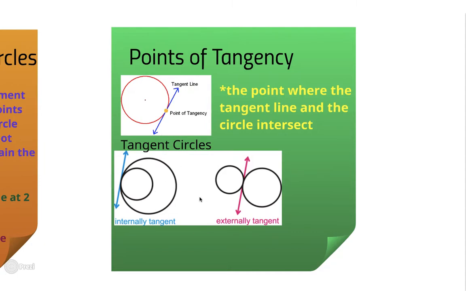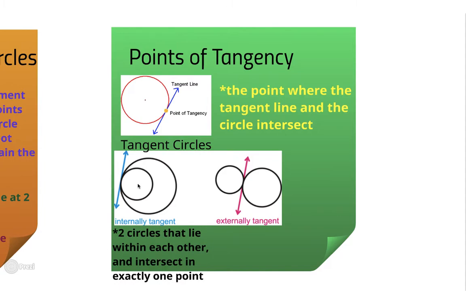Guys, and then these are circles that are tangent to each other because they only hit each other in one point. So these two circles are internally tangent, which internal means to be within something. So internally tangent circles are two circles that lie within each other and intersect in exactly one point. So these two circles intersect right here. Bam. And the tangent line also hits the point right here. So this is a point of tangency for tangent circles and for the tangent line. Cool beans, right? I know, I know.